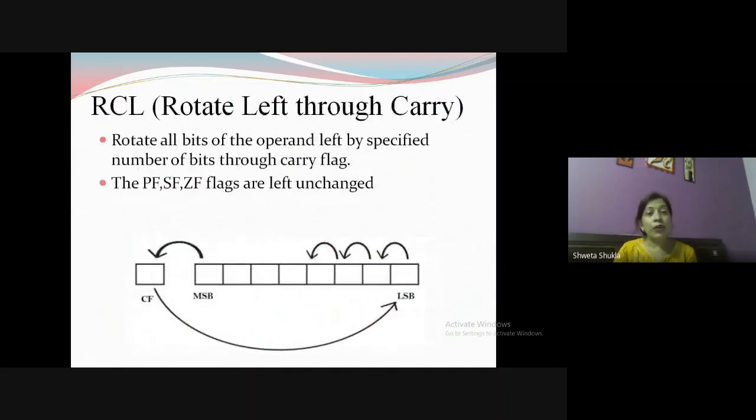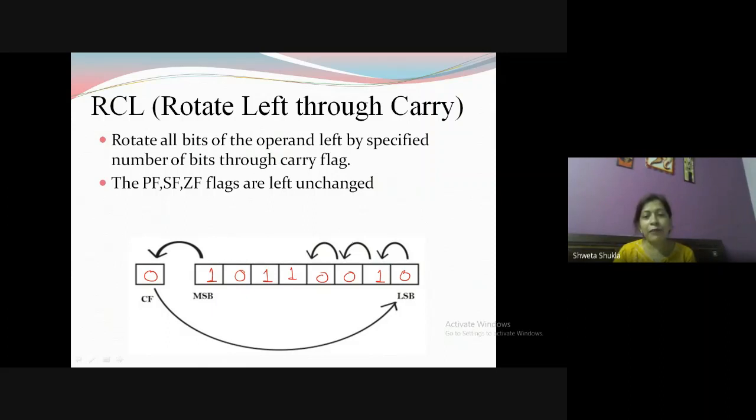RCL means rotate left through carry. That means now you will include the bit that is present in the carry flag also. So let us suppose we have the data as 10110010. So what is going to happen if we say that initially CF is 0?